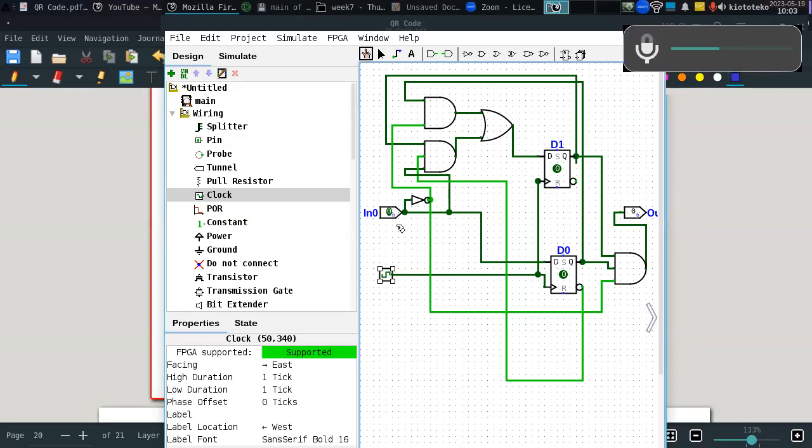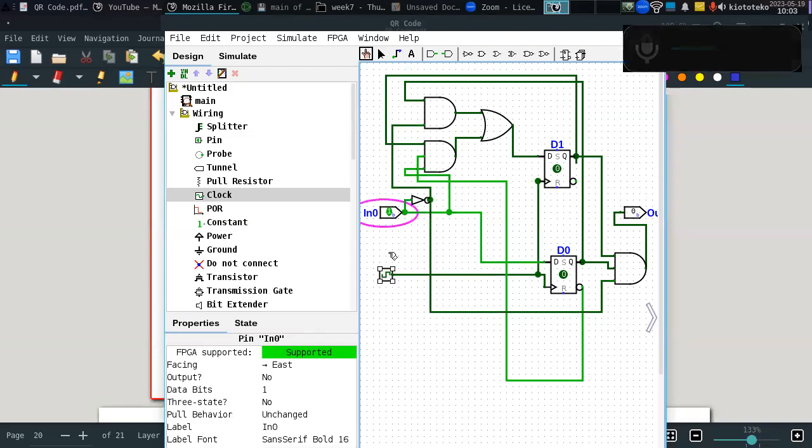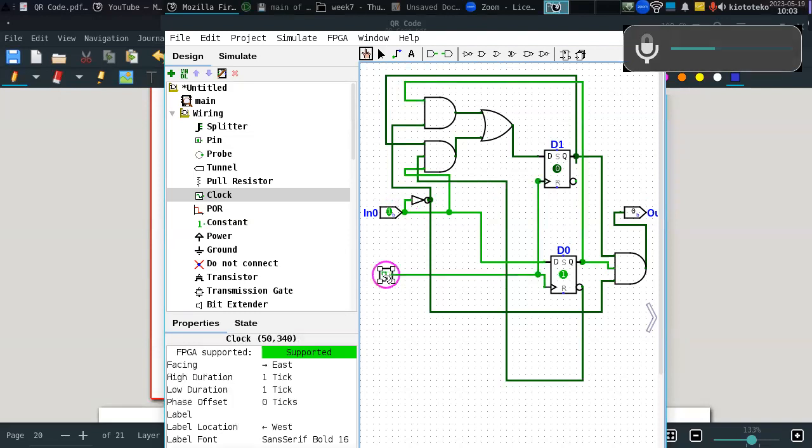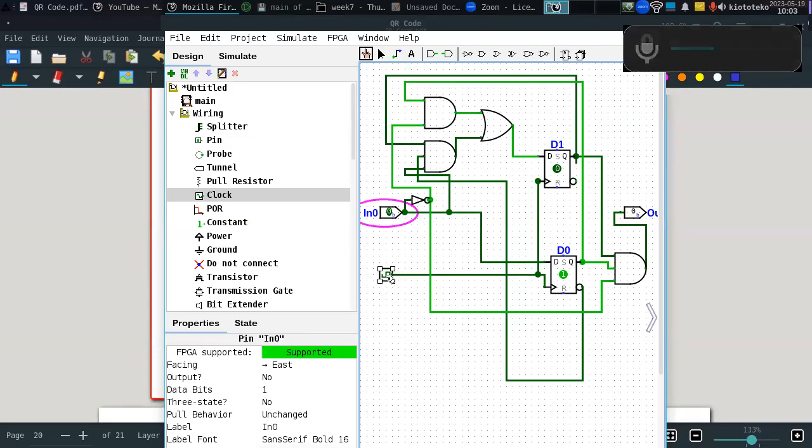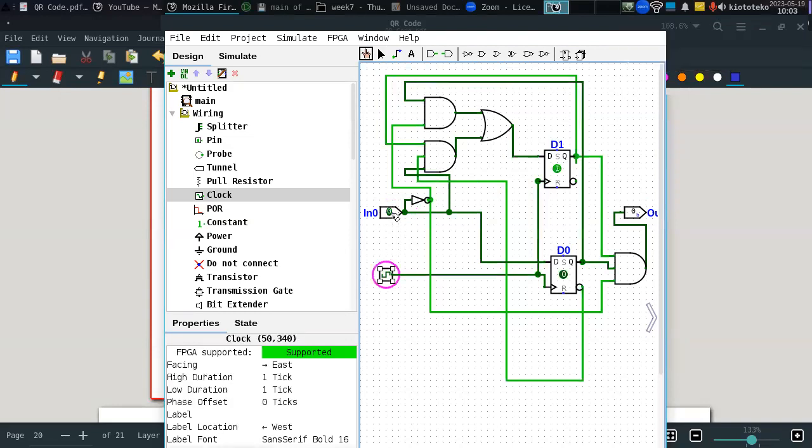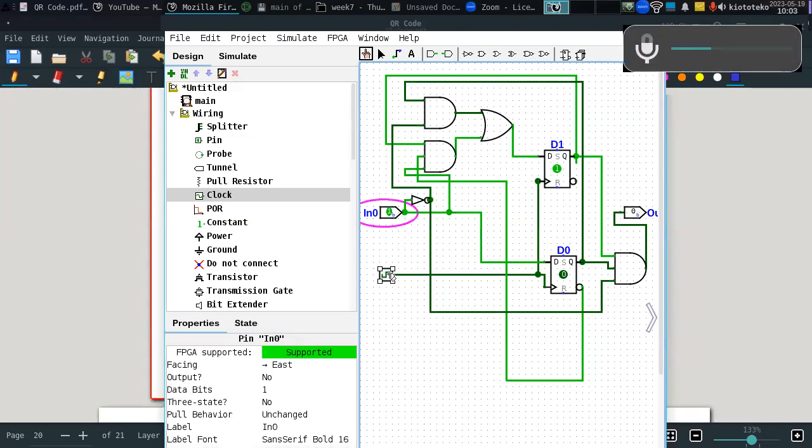So let's see, we have 0. Okay. We have a 1 for one cycle. We have a 0 for one cycle. We have a 1 for one cycle. And we have a 0 for one cycle. Well, I think you had a 1 there at one point, no?